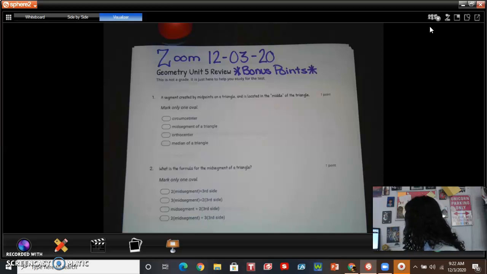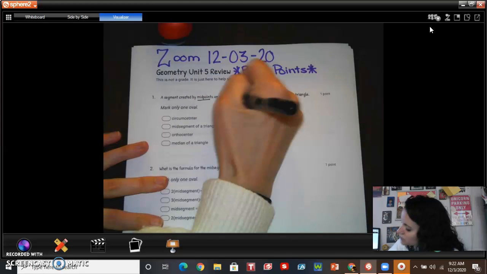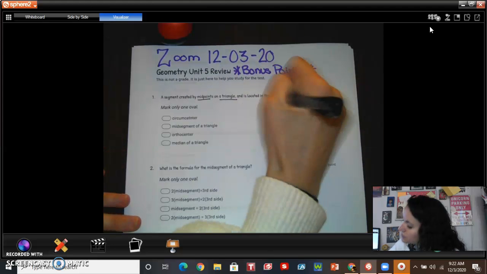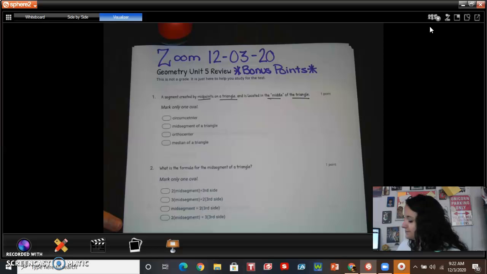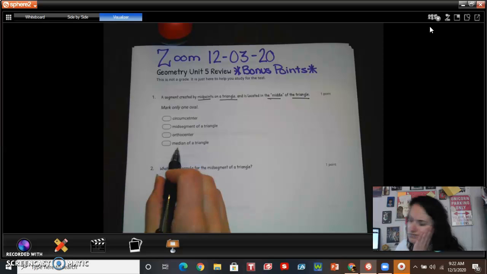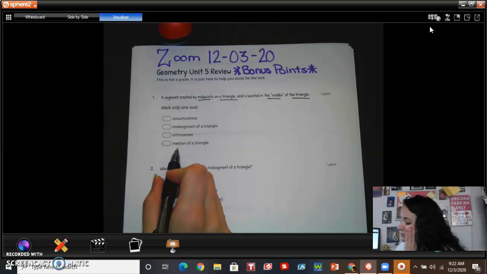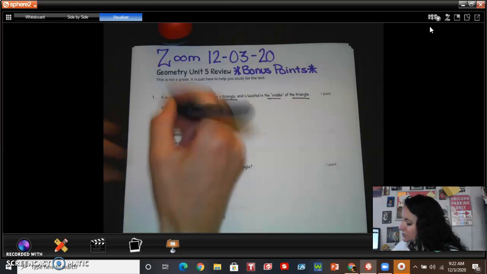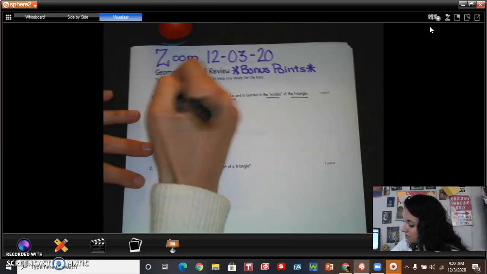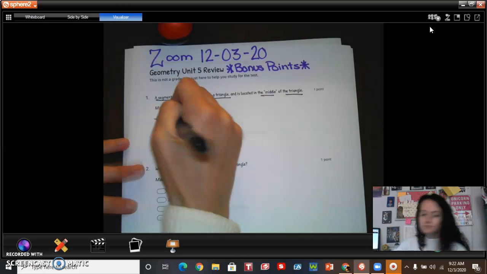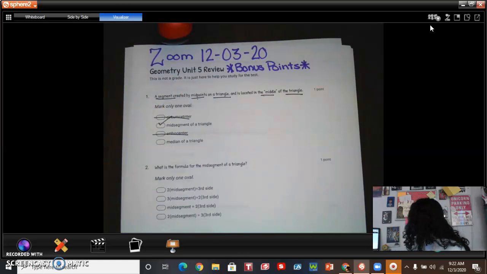So the first question we have is a segment of a triangle. Well, let's see. We're looking for mid or middle and triangle. Median sounds kind of like middle of a triangle, but maybe what about midsegment of a triangle? That was not on your test. I don't think it is. No, it's not. Okay. This next one is, though.